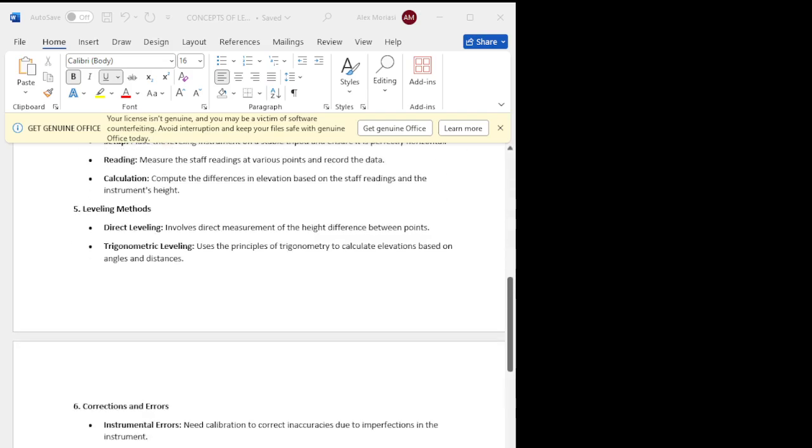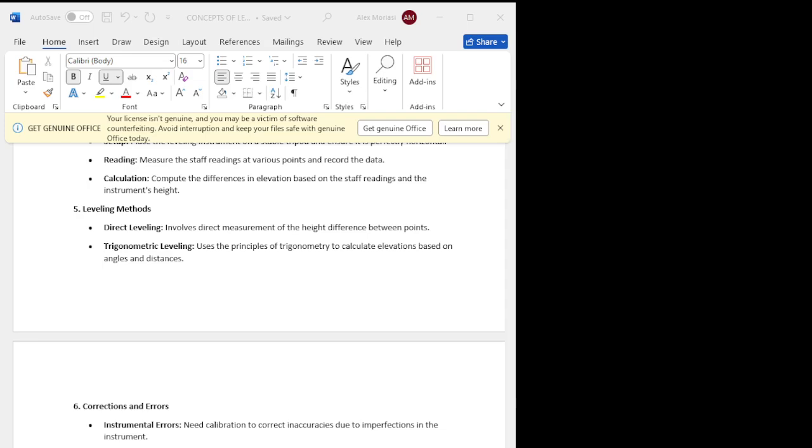Number 5, we have leveling methods. Leveling methods are the methods that may be used in measuring the height of different points. Number 1, we have direct leveling. It involves direct measurement of the height difference between points. Trigonometric leveling uses the principle of trigonometry to calculate the elevation based on angles and distances.